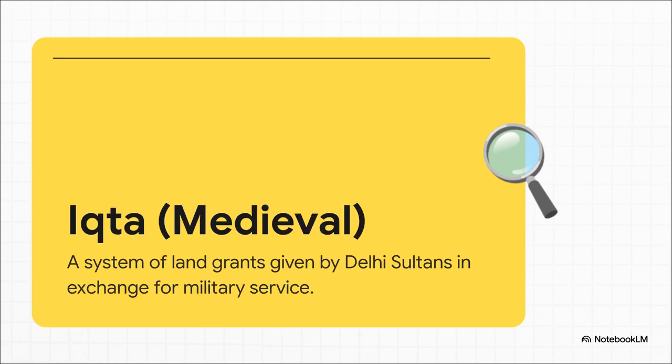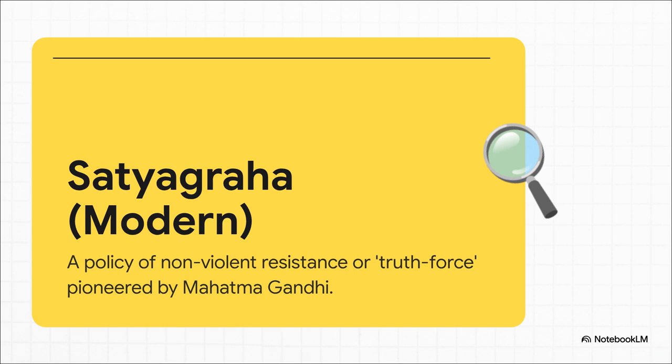Same with Ikta. Before, it was just another word to cram. Now, you see it as the engine driving the whole Delhi Sultanate in the medieval period. It's the system that funded their armies, the way they controlled their land. It's not a word, it's a mechanism. And then there's Satyagraha. It's not just a definition. It's the beating heart of the Indian national movement in the modern era. It's this powerful, world-changing idea of resistance that literally altered the course of history.